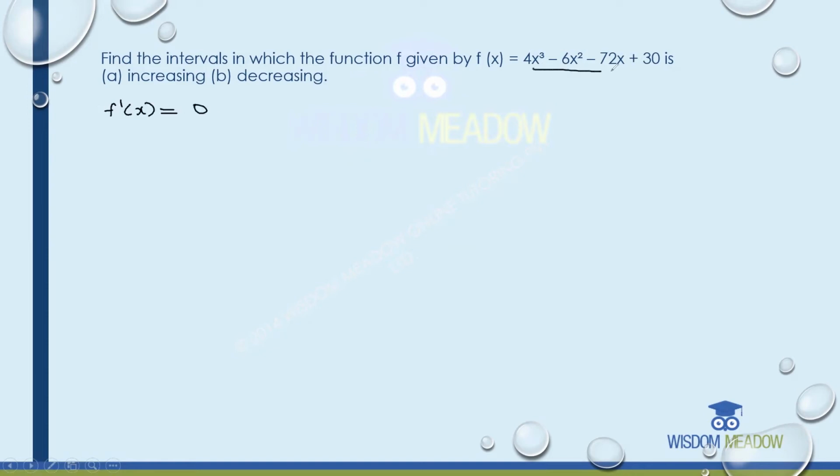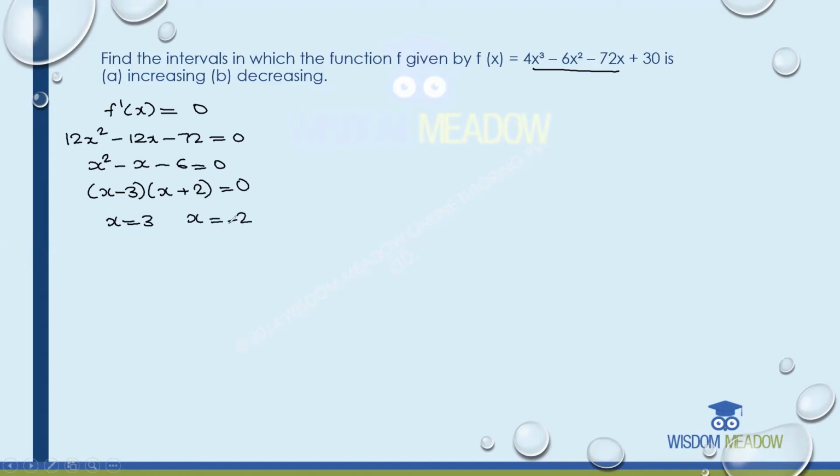The derivative of this is going to be 12x squared minus 12x minus 72 equal to 0. Now I need to solve for x. This is a quadratic equation, but you can divide by 12, which makes it much simpler. When you factorize it, splitting the middle term, you get (x minus 3)(x plus 2), because minus 3 and 2 give the sum as minus 1 and the product as minus 6. So x is equal to 3 and x is equal to minus 2. So minus 2 and 3 are the critical points.